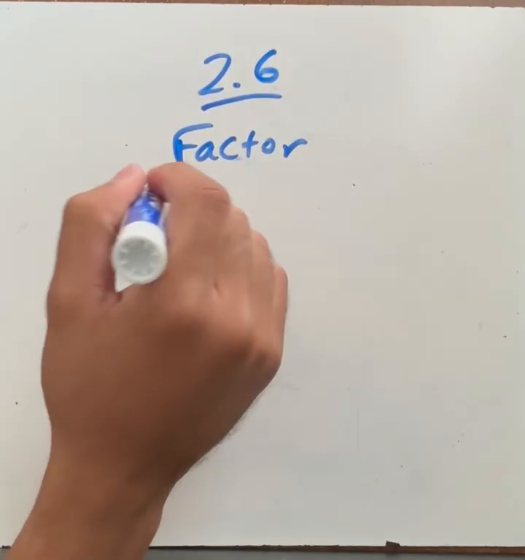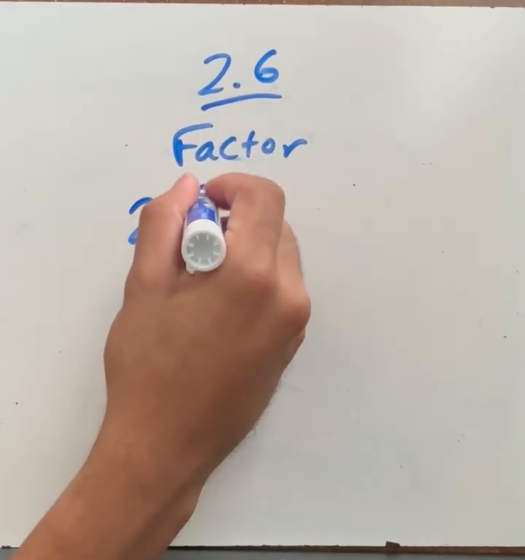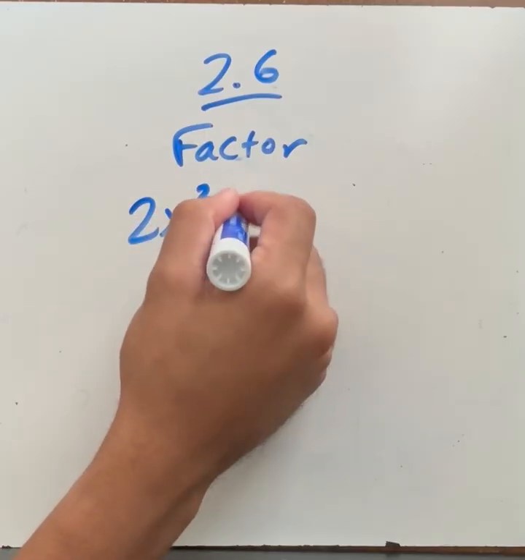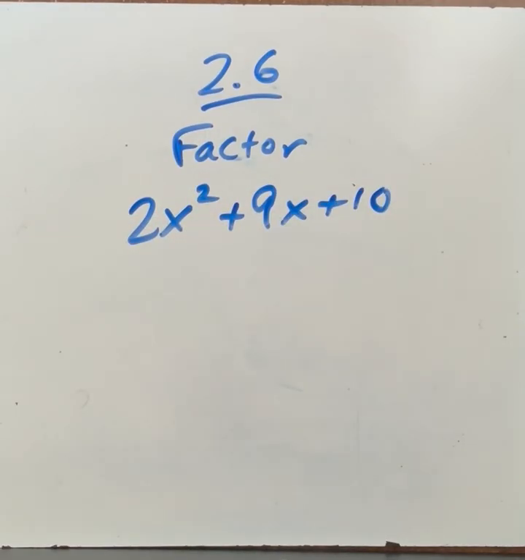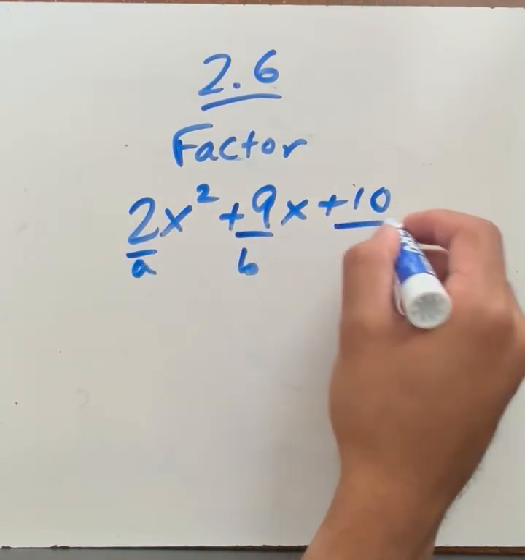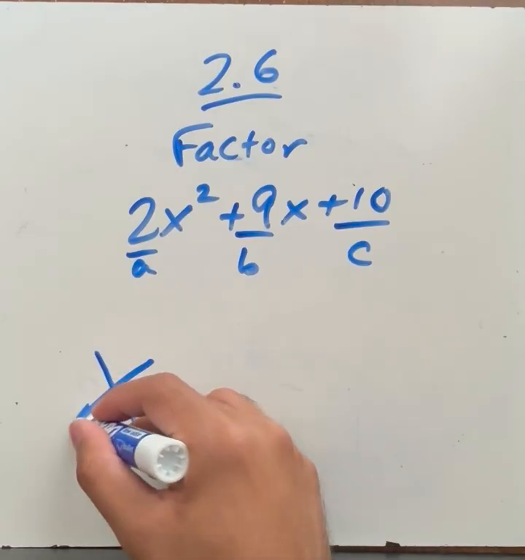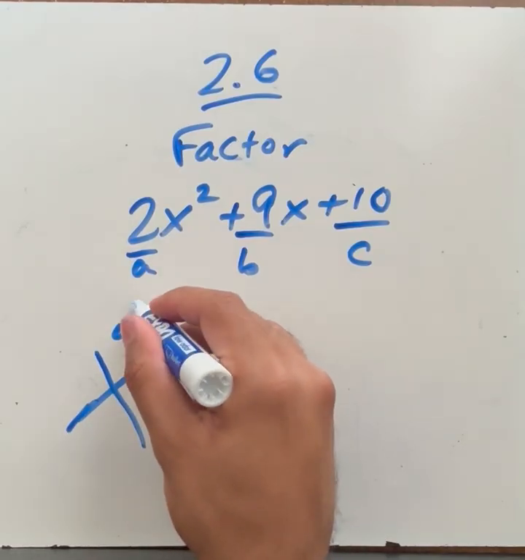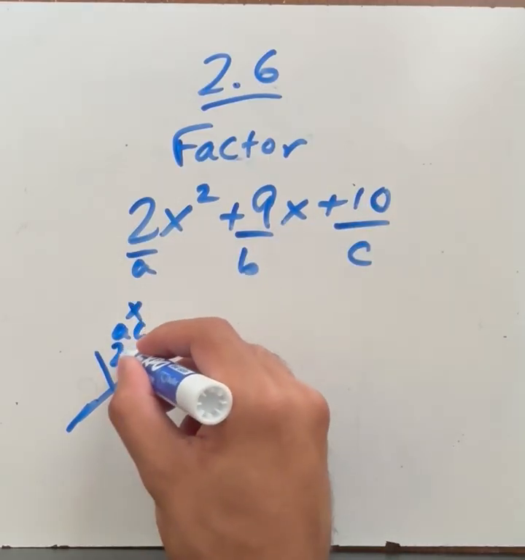A is not 1. Okay, so let's say that the question we have is 2x squared plus 9x plus 10. A is 2, B is 9, and C is 10. So A times C, we want two numbers that multiply to make A times C, and A times C is 2 times 10, which is 20.